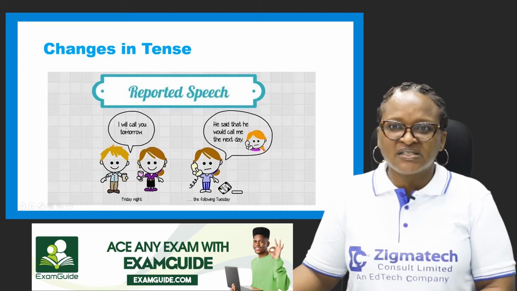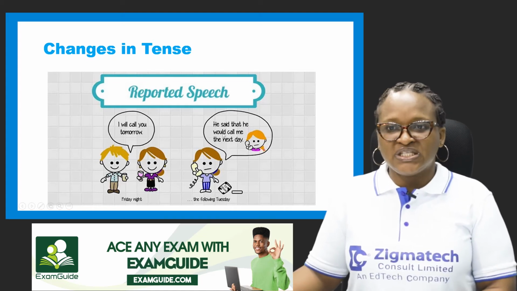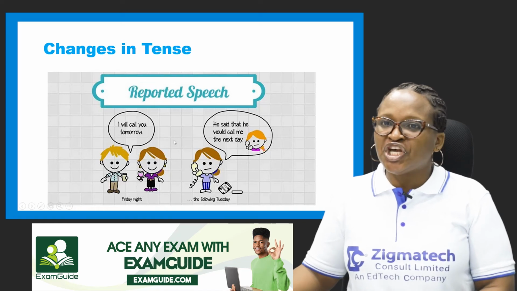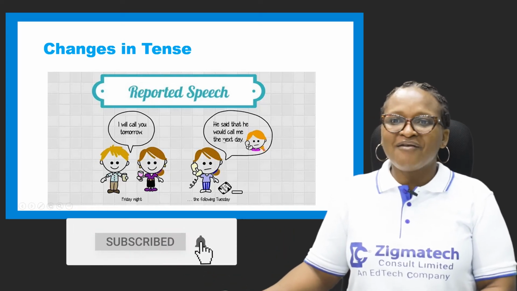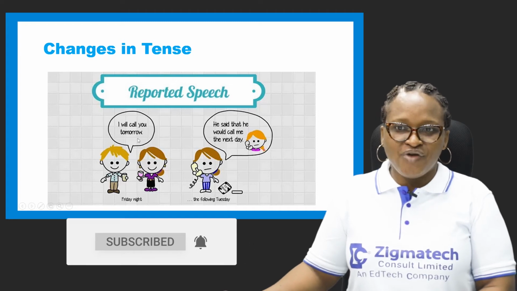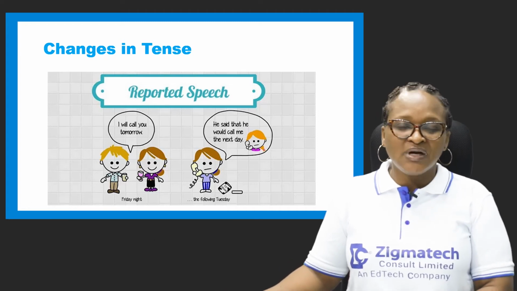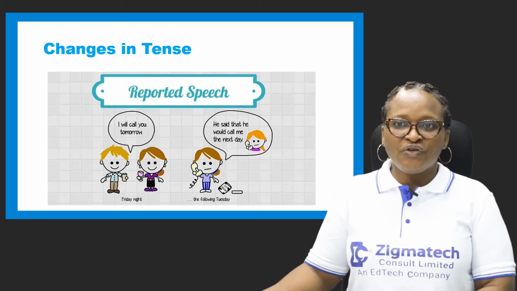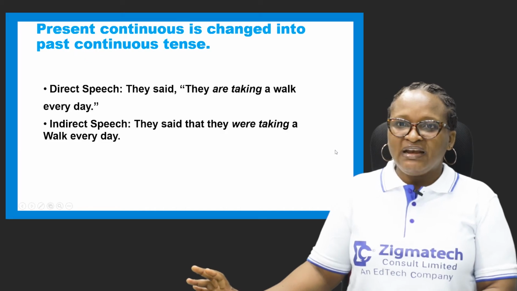We changed the tense, which is will, present, to would, which is the past. And again, we changed tomorrow to the next day. So wherever you have tomorrow in a direct speech, you're changing it in your indirect speech to the next day. So if you have will, you're changing will to would. That's the reported speech.